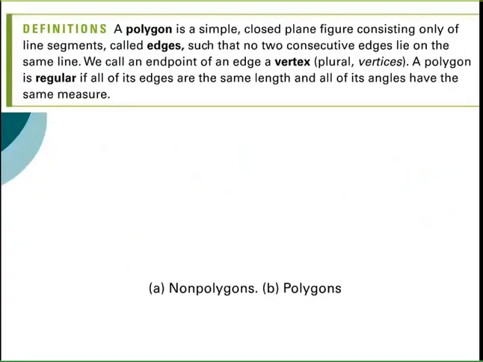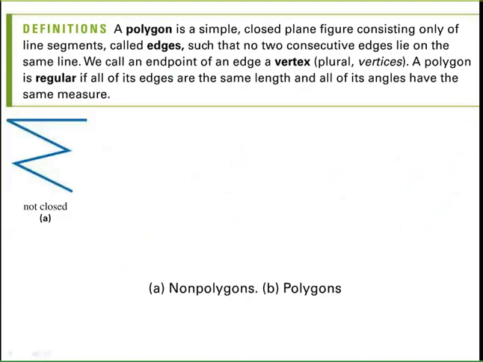Okay. So now a polygon. A polygon is a simple closed plane figure consisting only of line segments called edges, and such that no two consecutive edges lie on the same line. We call an endpoint of an edge a vertex, and the plural is vertices. A polygon is regular if all of its edges are the same length and all of its angles have the same measure. So let's talk about some shapes here.